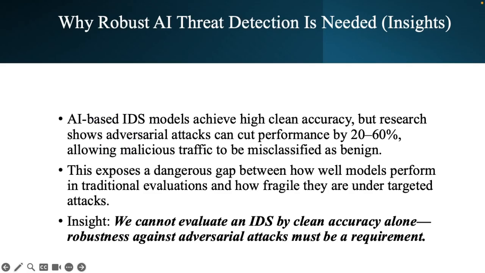AI-based IDS models show excellent clean accuracy, often above 97%, but literature shows adversarial attacks can reduce accuracy by 20 to 60%. This means clean accuracy alone is misleading. We must also measure robustness. A system that performs well but collapses under manipulation is unreliable in real world security operations.